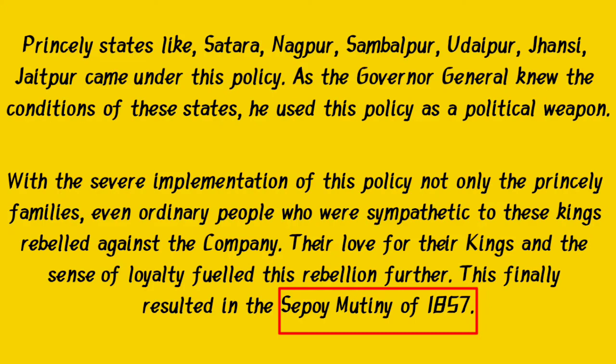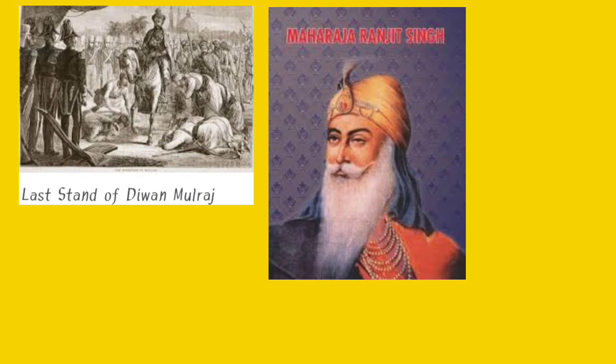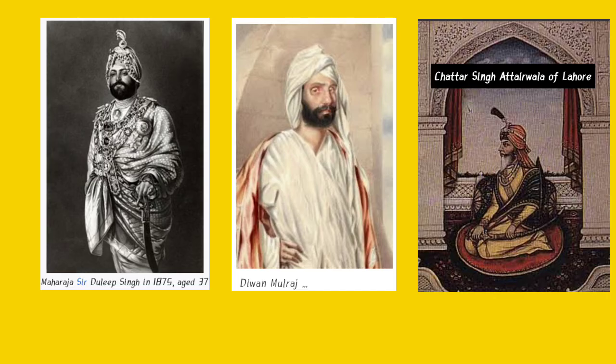The cunningness and mercilessness the British showed towards the kings for the expansion of the empire, which was restricted to the kings till now, came to be known to the common people also. Even ordinary people revolted against the British. They didn't tolerate this injustice, and many of the kings who had lost their kingdom also rebelled against the British. So it was in 1857 that the Sepoy Mutiny broke out, started by Mangal Pandey. It is also recognized in Indian history as the first war of Indian independence.